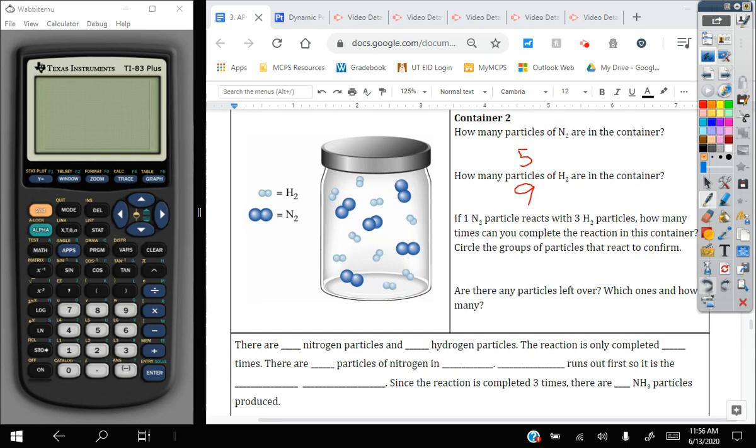If 1 N2 reacts with 3 H2, how many times can we complete this reaction? Well, let's go ahead and circle again. I see 1, I see 2, and then maybe this one, 3. So we can only complete this 3 times. And then it asks how many particles are left over. We don't have any H2 left over, but we do have 2 N2 left over. So originally we have 5 nitrogen and 9 hydrogen. The reaction is only completed 3 times. There are 2 particles of nitrogen left over.